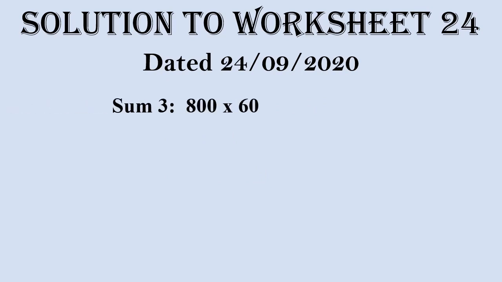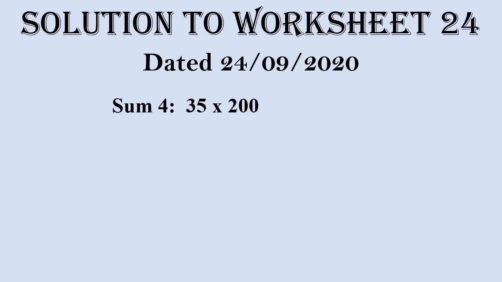800 into 60. Once again, let's count the number of zeros. There are 3 zeros here. Let's write 3 zeros first. Now we have to multiply 8 with 6. 6 8s are 48 or 8 6s are 48. The answer is the same whichever way you multiply 8 into 6 or 6 into 8.